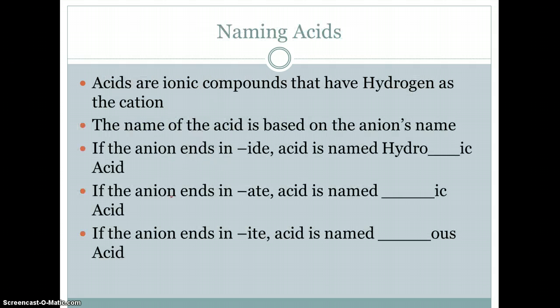Now, if you have an acid, acids are going to be ionic compounds where hydrogen is the cation. So rather than having a metal, it has hydrogen as that cation. And the name of the acid comes from the anion's name. So if your anion ends with "ide," then the acid will be named hydro, whatever the element is, ic acid. If your anion ends with "ate," it will become ic acid. And if your anion ends with "ite," we change the "ite" to "us."